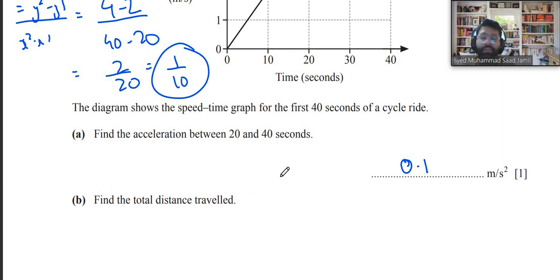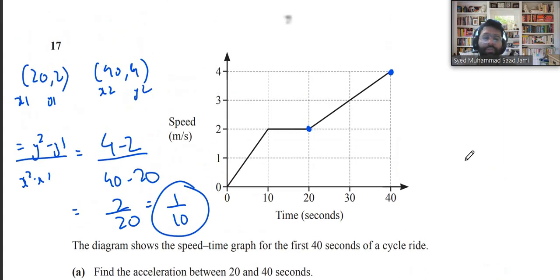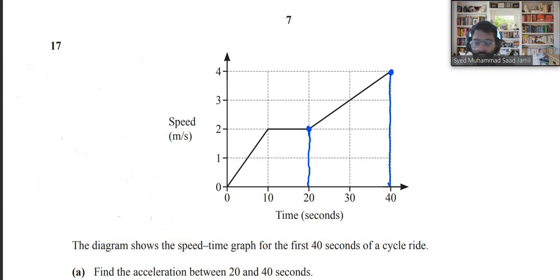Next question, it says find the total distance traveled. Look, this is one of the easiest. In order to find this, break this shape into 2 parts. This and this. Okay, let me erase this thing. So I have finally erased.